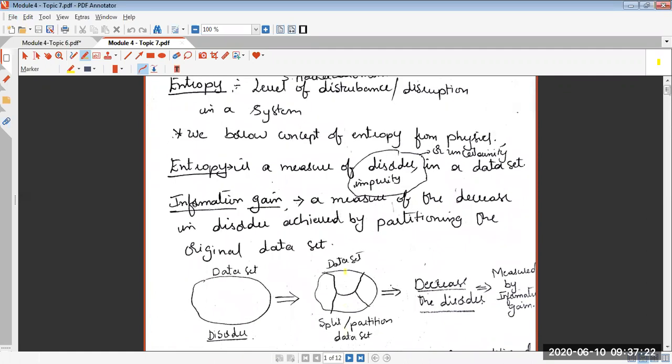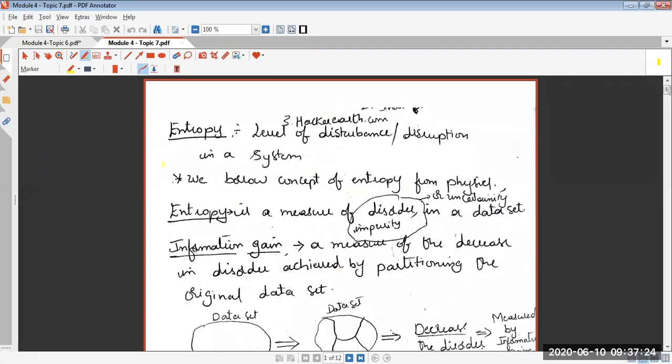So before going into the problem, you need to understand a few terminologies here. The first terminology here is entropy. So what is entropy? It is a measure of disorder. That's it. Impurity in the data. So I have data here. How much impurity is there in the data, or how much disorder is there? That is entropy.